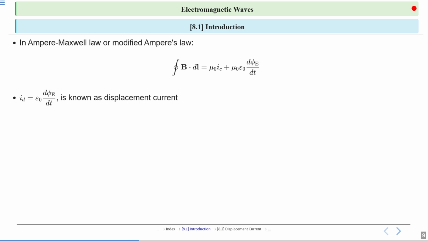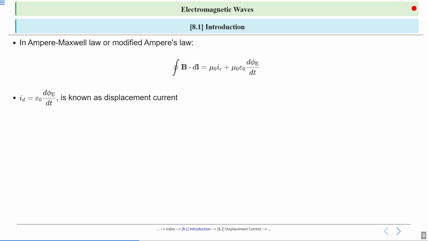That I_C is called conduction current. Conduction current is the current flowing through the wire. Displacement current is a hypothetical term. There is no actual displacement current. It is a hypothetical term which is used so that we can bring consistency in Ampere's law.